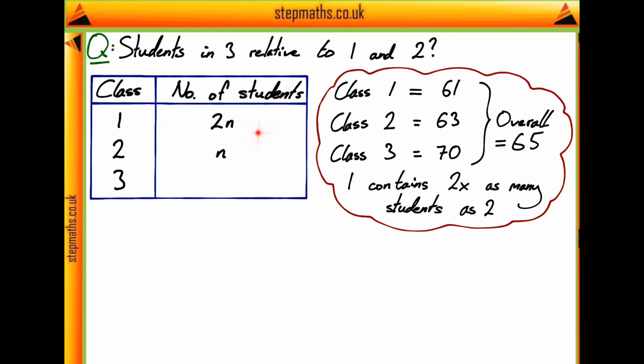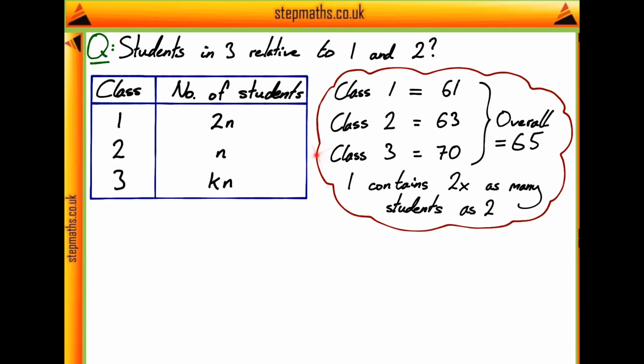Well, what we could do is say that the number of students in class 2 is just going to be n, and that the number of students in class 1 is 2 times that, so it's 2n. Then the number of students in class 3 is just going to be some ratio k multiplied by n. It's going to be some fraction of n. So now that we've done that, let's see if there's anything else from the information we've been given which could help us find an answer.